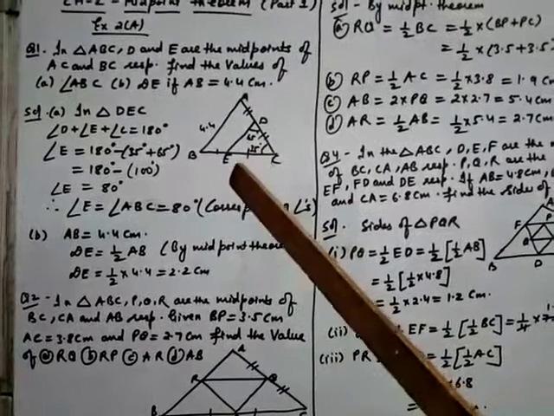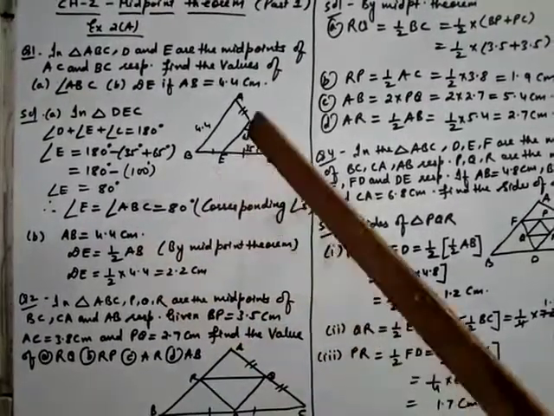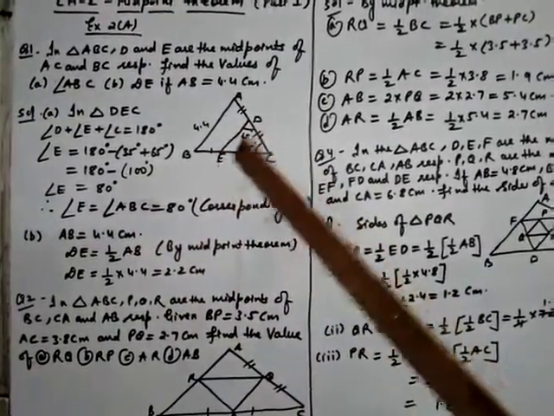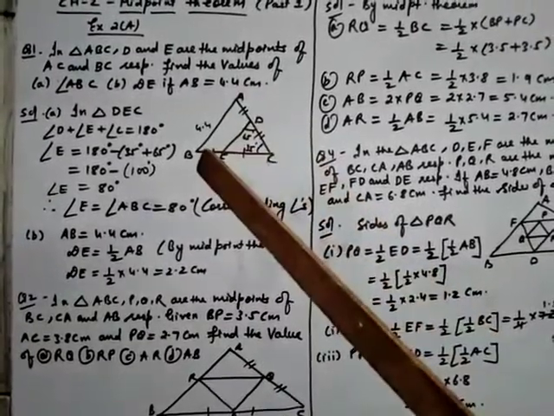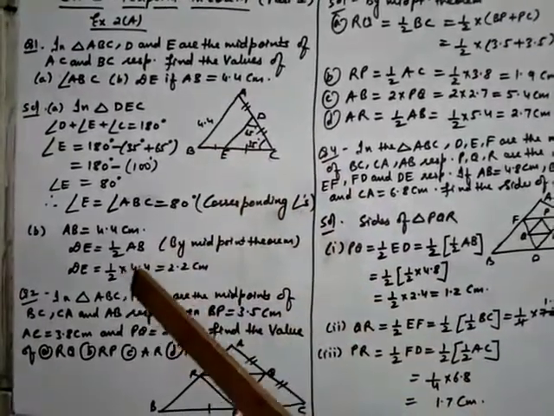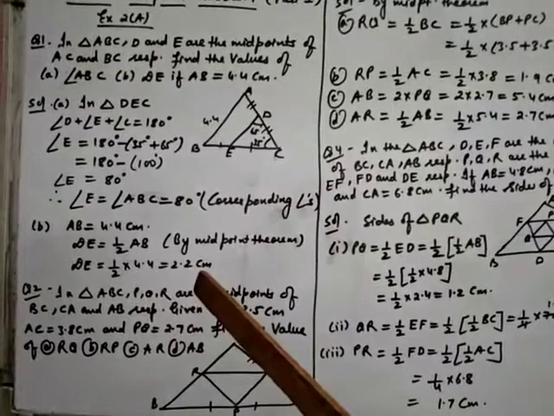Now second, we have to find DE when AB is 4.4. So DE is half of AB by the midpoint theorem. Half of 4.4 is 2.2 centimeter.